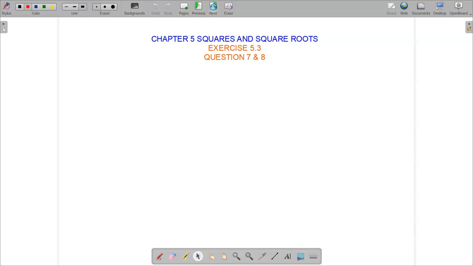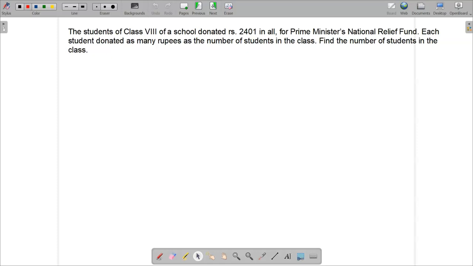Question number 7 of exercise 5.3: The students of class 8 of a school donated rupees 2401 in all for the Prime Minister's National Relief Fund. Totally the amount donated by grade 8 is 2401. Each student donated as many rupees as the number of students in the class. So find the number of students in the class.